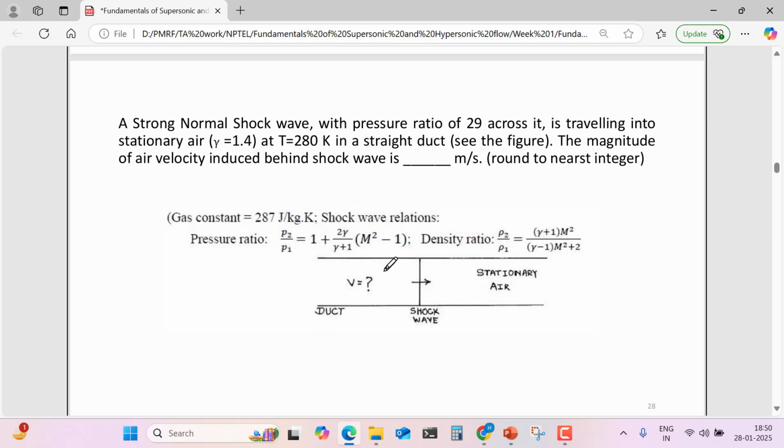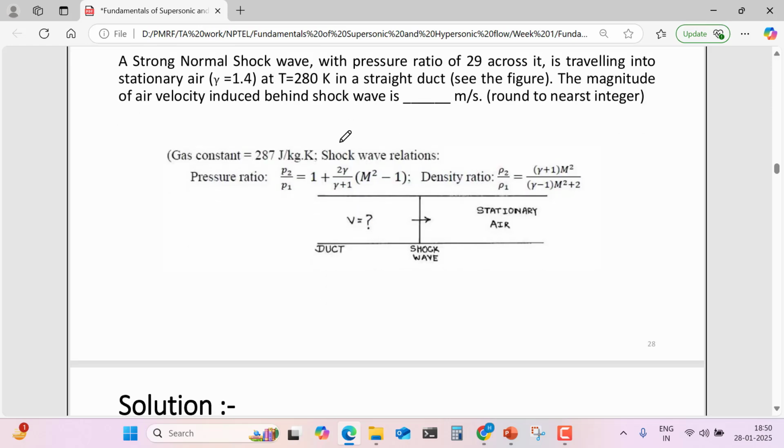We will see one problem related to normal shock. A strong normal shock wave with pressure ratio of 29 across it is traveling into stationary air at T equal to 280 Kelvin in a straight duct. The magnitude of the air velocity behind the shock wave is? So one shock wave is traveling in the stationary air, we have to find what will be the velocity behind it.